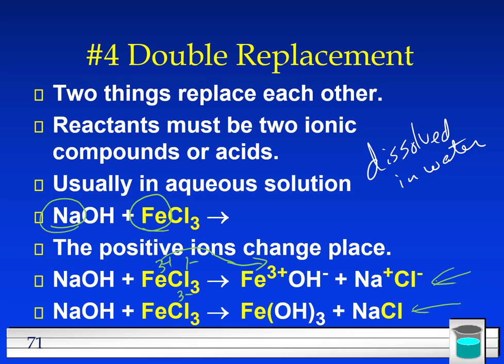Then my next step is to balance. So all I did was the crisscross, put that 3 there. Now to balance it, 1 Na on both sides, 1 OH and 3 OHs. I should put a 3 in front of NaOH to get my 3 OHs. That gives me 3 Nas, so I need to put a 3 in front of NaCl. And that gives me 3 Cls, which I wanted anyway. So now it's balanced. 3 Nas on both sides, 3 OHs on both sides, 3 Cls on both sides, and 1 Fe on both sides.